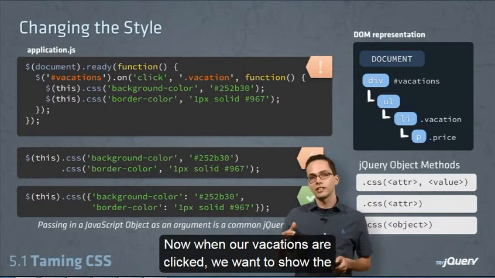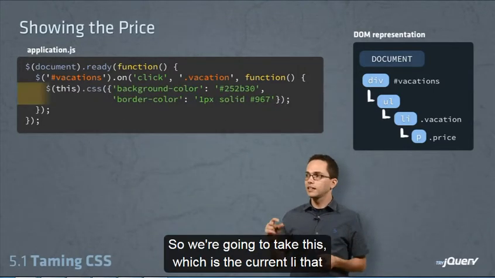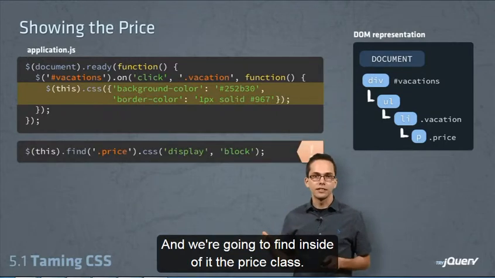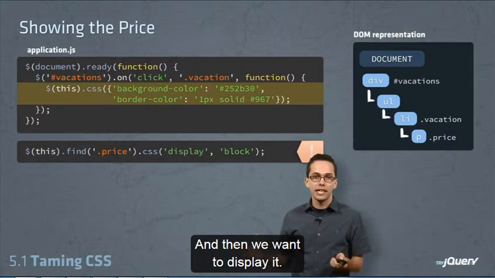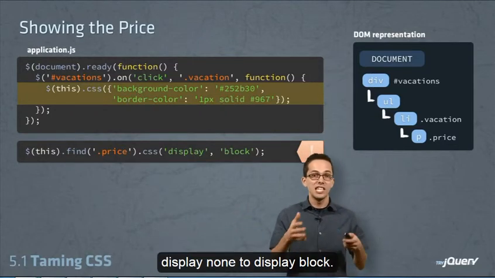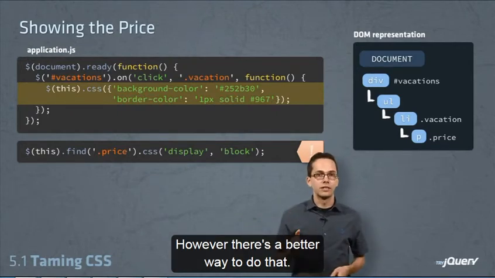Now, when our vacations are clicked, we want to show the price for that vacation. So we're going to take this, which is the current li that was clicked, and we're going to find inside of it the price class, and then we want to display it. One way we can get it to display is changing it from display none to display block. However, there's a better way to do that.